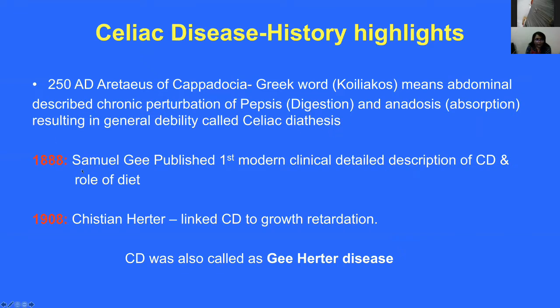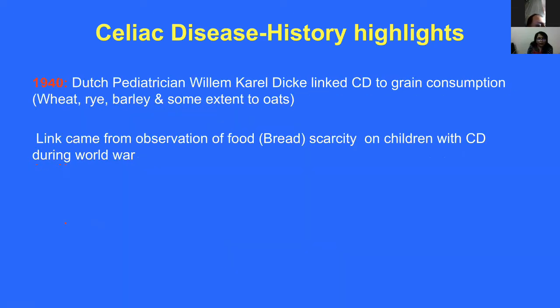In 1888, Samuel Gee published the first modern clinical description of celiac disease and the role of diet in this particular disease. In 1908, Christian Herter linked celiac disease to growth retardation, for which for a long time celiac disease was known as Gee-Herter disease. In 1940, the main work was done by a Dutch pediatrician, and here is how he came to know about this disease.